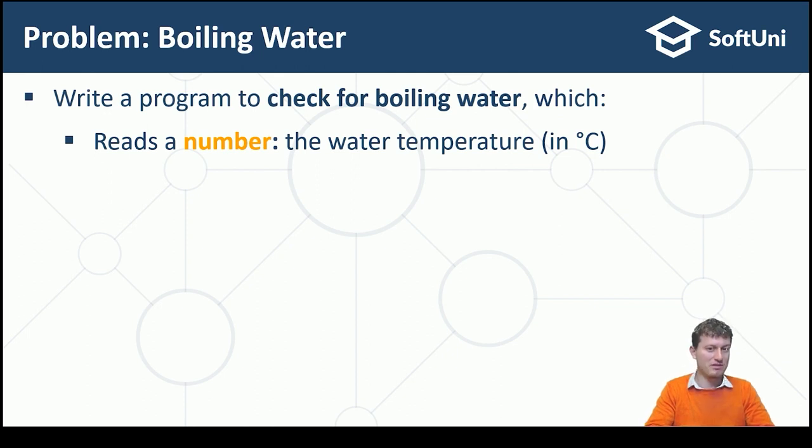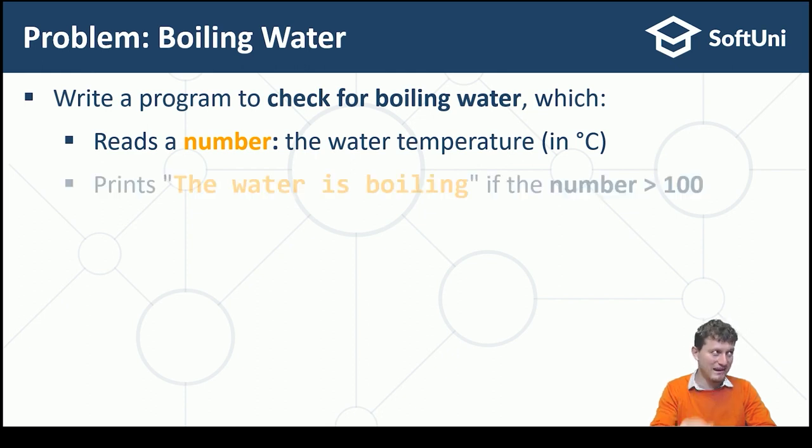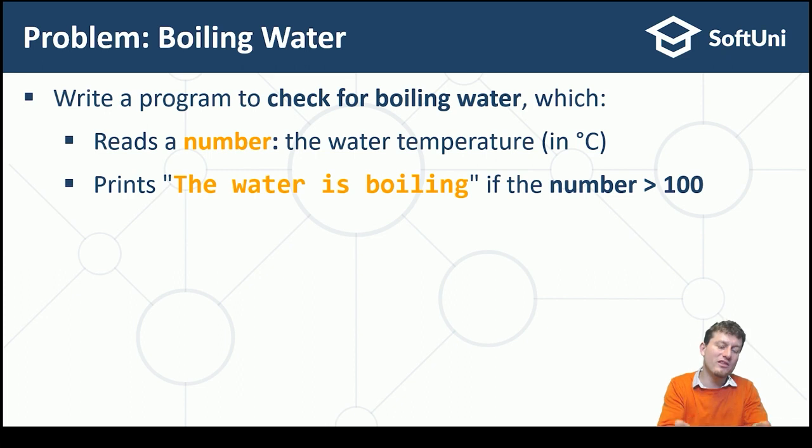The next problem is called boiling water. It's about writing a program to check for boiling water, and the program reads a number, the water temperature in degrees in the Celsius scale, and it prints the water is boiling if the number is bigger than 100. It's considered that the water is boiling when it reaches more than 100 degrees Celsius, and this is at the sea level, at the sea elevation.